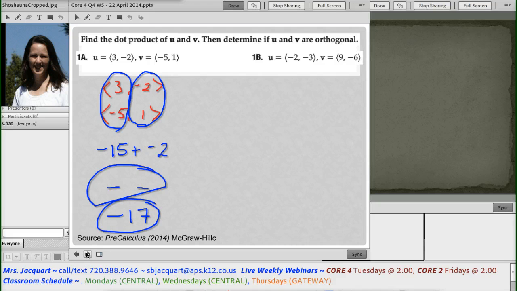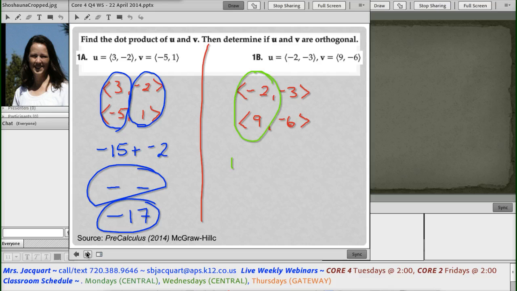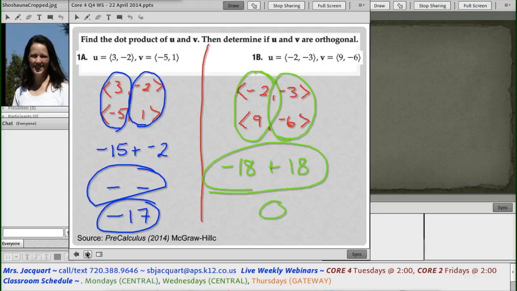All right, so let's look at the dot product for this next one. So I have -2, -3, 9, -6. And we're going to use the dot product where you multiply the first two together. It's -18, plus a positive 18. You add them together, you get 0. So these ones are orthogonal. Orthogonal pretty much means that they're perpendicular, 90 degrees.